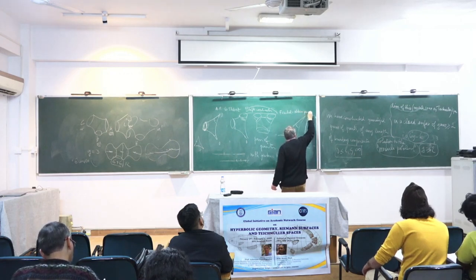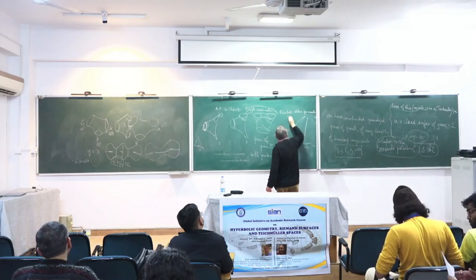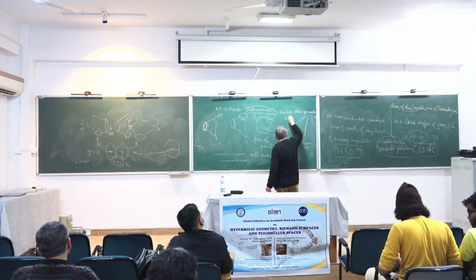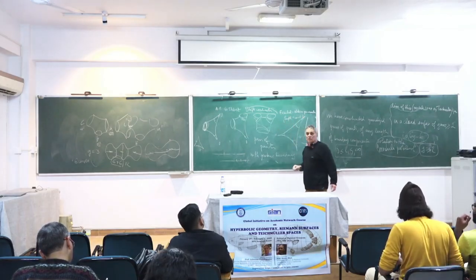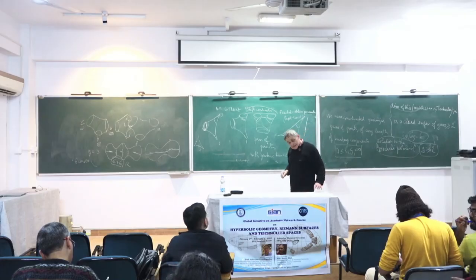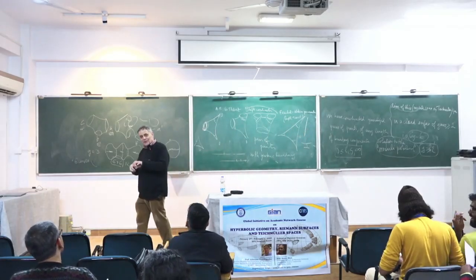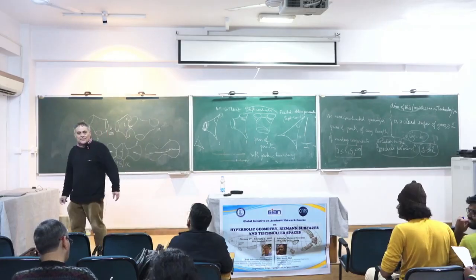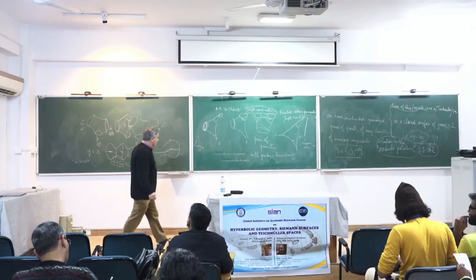Fenchel and Nielsen parameters are these length and twist parameters associated to the... Yes, you have to prove that you get different surfaces, but you get different surfaces when you glue. They are not isometric.